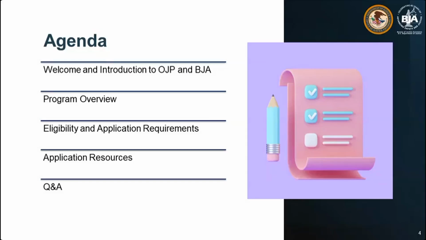The agenda today, some of the highlights, are an introduction and overview of who OJP is and who BJA is, an overview of the JAG program, any eligibility and application requirements pertaining to JAG, any application resources, and then at the end, we will hopefully have some time for your questions. If you have questions ongoing throughout the presentation, as Daryl mentioned, please don't hesitate to put them in the Q&A section. We do have people online right now that can respond to those ongoing throughout the presentation.